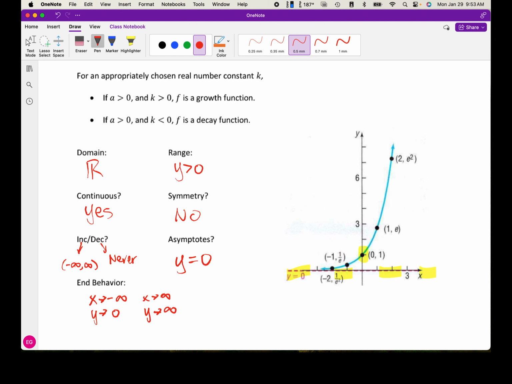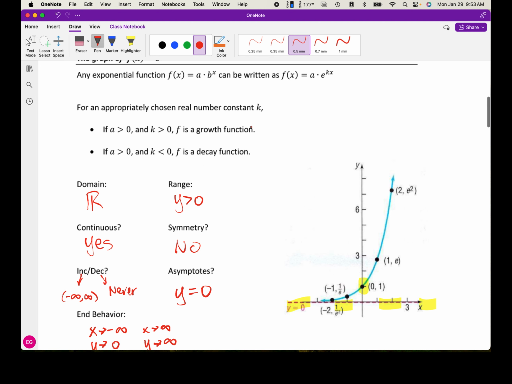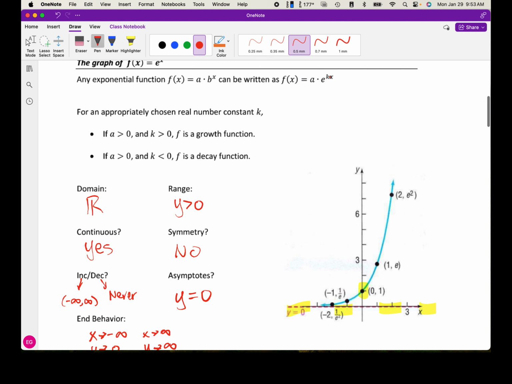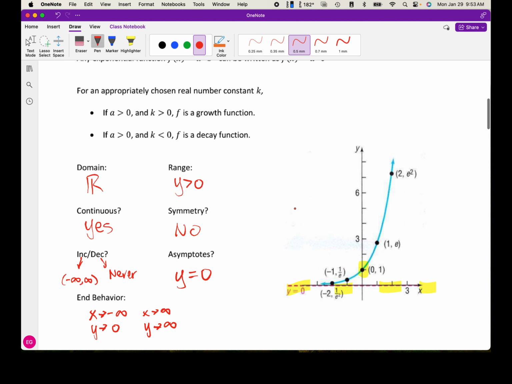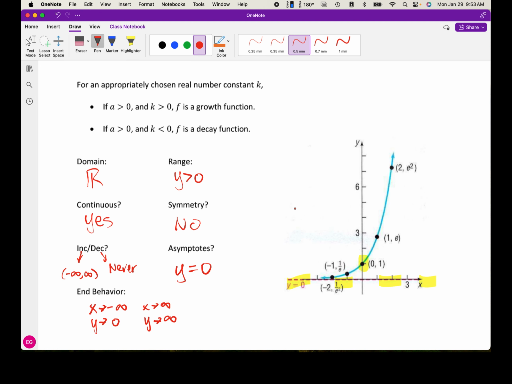So if I ever ask you to graph it, you're just going to graph the horizontal asymptote and the one point that's going to be nice, which is always going to be the point that makes the exponent equal 0, because then e to the 0 power will be 1 times a. We'll always get a nice number as long as a is a nice number, okay? So that's basically exponentials.